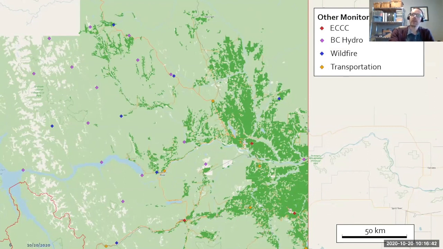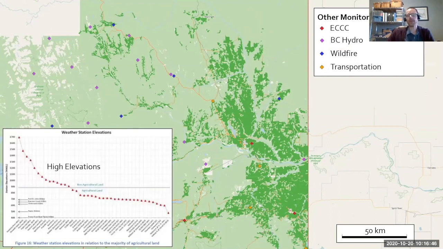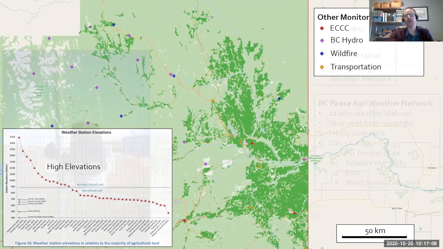But if we look at some of them, we need to look at, are they applicable? This is just taken from the study. I know you can't read that very well, but if we look at the elevations of the stations, these lower elevations being where the actual agricultural land is, a lot of them are at high elevations, less applicable to agriculture. So that actually limits quite a few of them for use. So needless to say, there's gaps in monitoring.